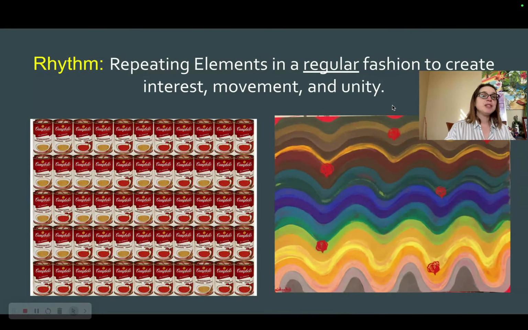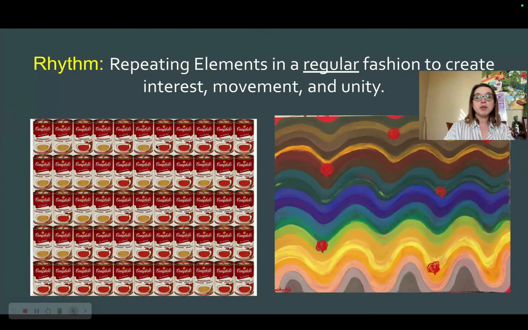Our next principle of design is rhythm. This is repeating elements in a regular fashion to create interest, movement, and unity. Yes, principles of design can create other principles of design. They often go together. Movement and rhythm frequently go together.